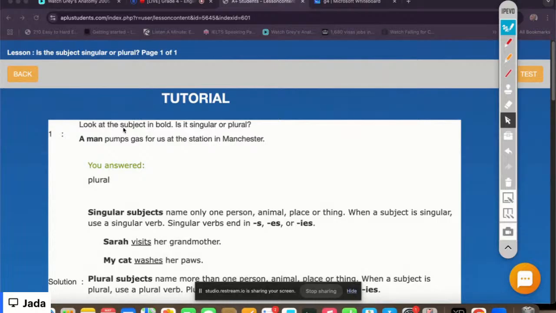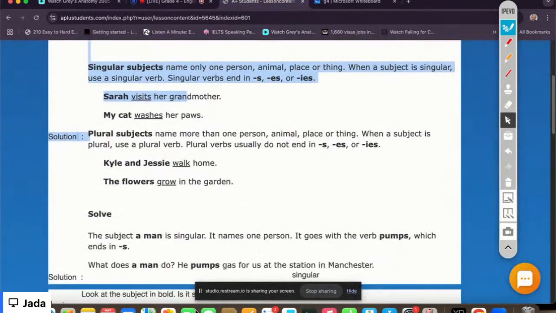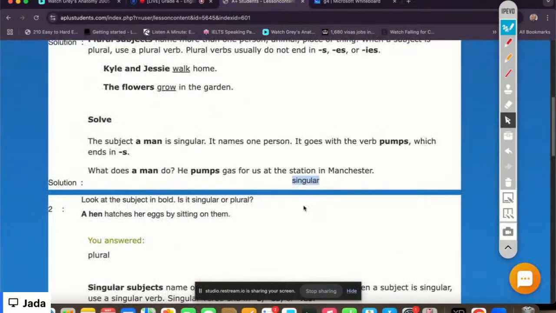So, for example, look at the subject in bold. Is it singular or plural? A man pumps gas for us at the station in Manchester. So, a man is what? Of course, it is singular. So it's a singular subject.